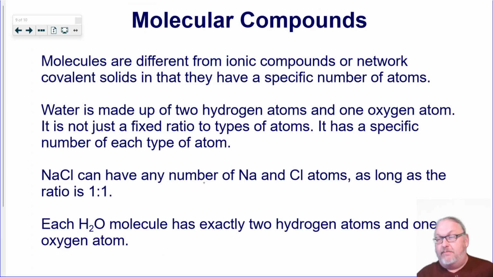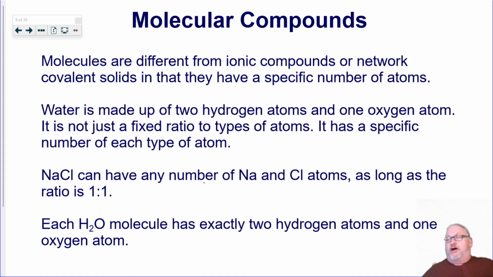Now, let's talk about molecules. So we've talked about two things, covalent networks. Now we're going to talk about the second, molecular compounds. Now these are different from ionic compounds, and they're different than the network covalent solids in that they have a specific number of atoms. They're discrete structures all by themselves. If you look at water, water has 2 hydrogen atoms and 1 oxygen atom, not a bunch of them, right? It's not just a fixed ratio, all right? There's a specific number of each of those atoms in that molecule.